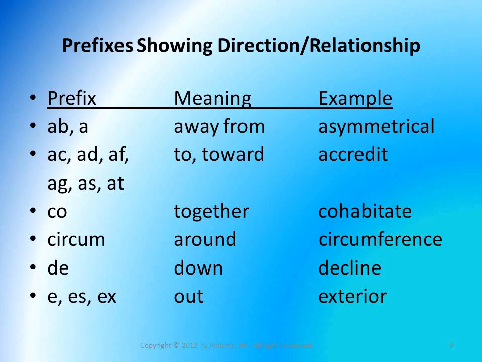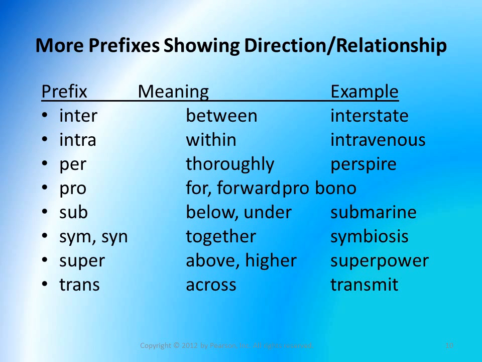And here are some prefixes that show direction or relationship. So A, B, and A is away from, like asymmetrical. AC, AD, AF, AG, AS, AT all mean to or toward, like accredit. Okay? You have co is together, like cohabitate or co-teach. Circum is around, like circumference, circumstance. D is down, like decline. And ES, E, and EX are out, like exterior, excerpt, things like that.